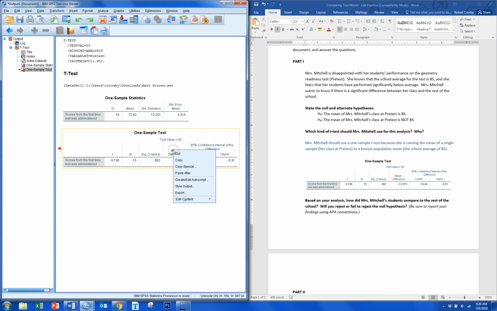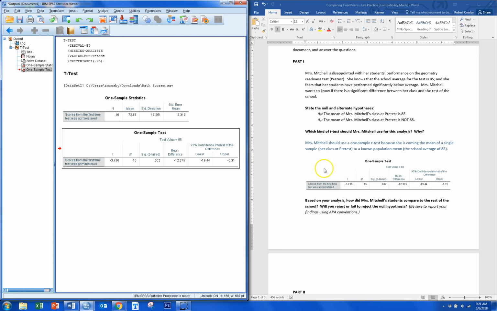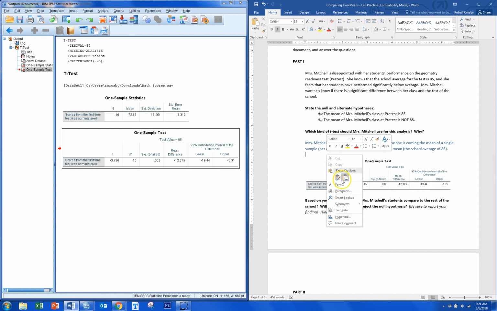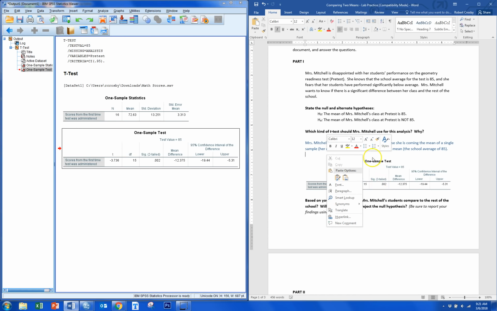So I right-clicked and hit Copy Special. I leave my default as image for that reason. The original default might be something like that, but you can change it. If you put it on image, click Save as Default, and then over here I right-clicked and hit Paste. It doesn't matter if you keep the source formatting or not because it's a picture.